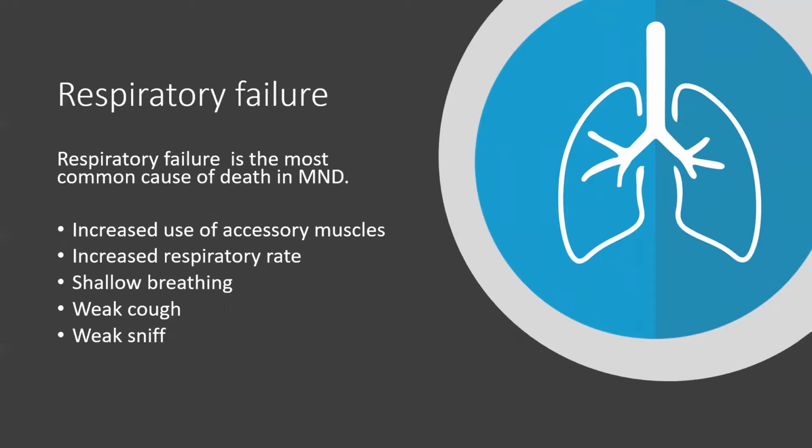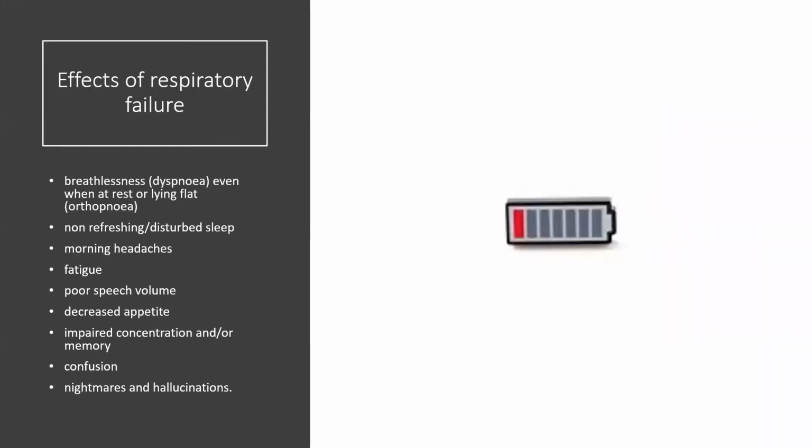Some signs of respiratory problems are increased use of muscles in the back of the neck and shoulder, your accessory muscles, to help with breathing, increased respiratory rate, shallow breathing, weak cough, and weak sniff. As breathing difficulty increases, less air is drawn into the lungs. This may lower the amount of oxygen that can be absorbed into the blood. It also becomes difficult for the person to exhale, which can result in a buildup of carbon dioxide.